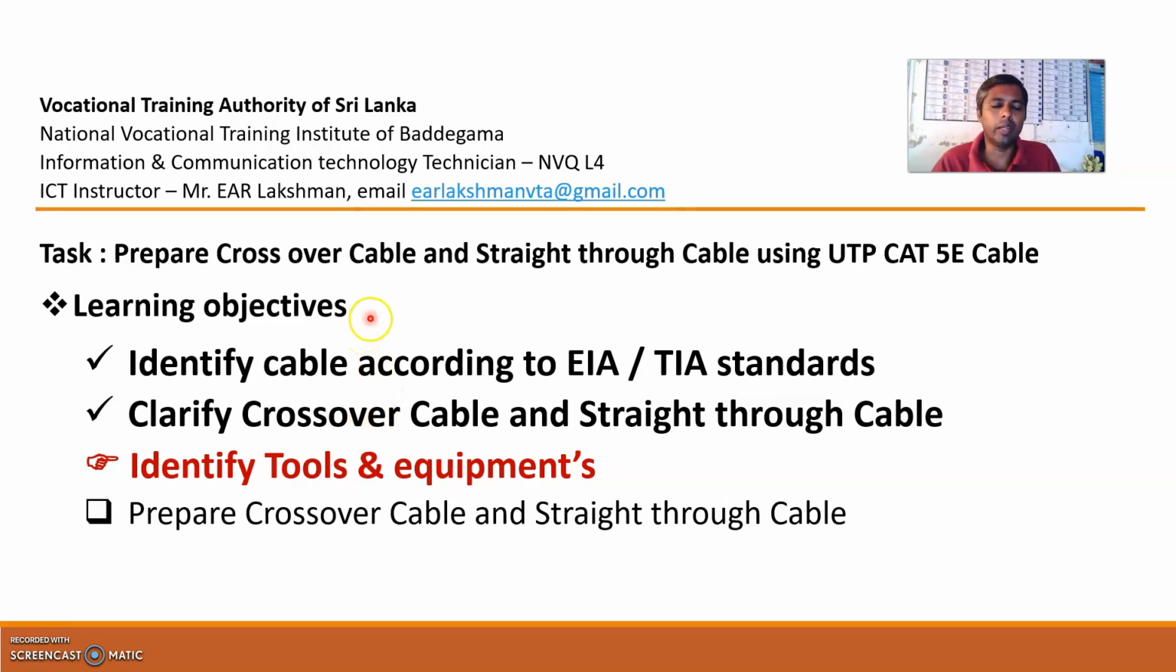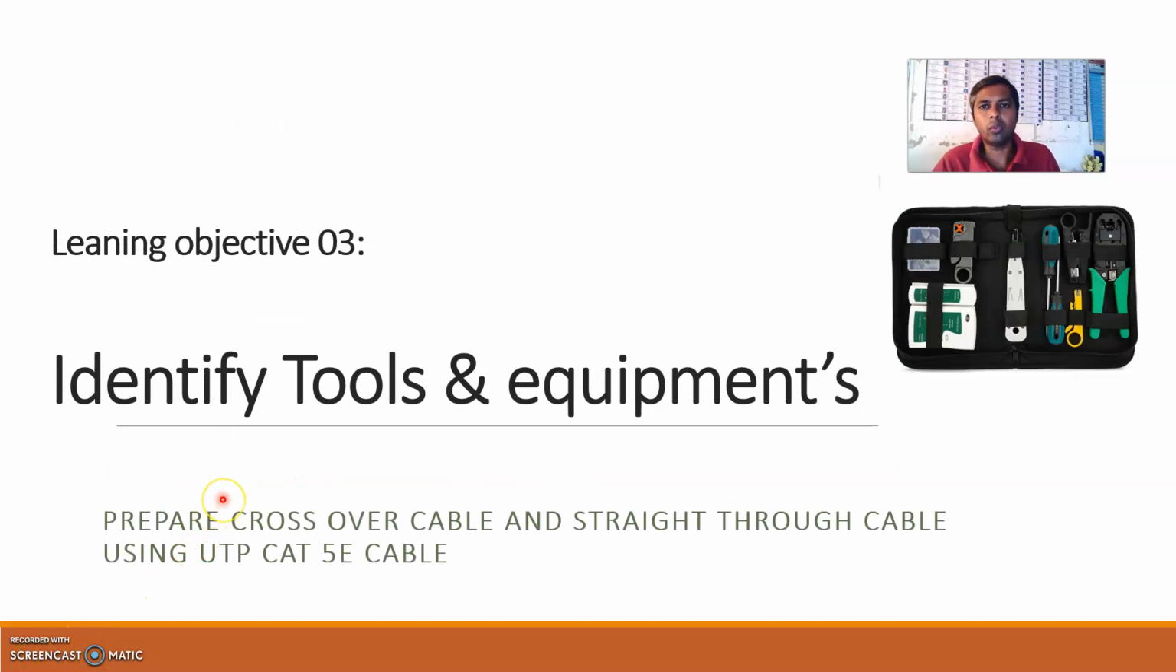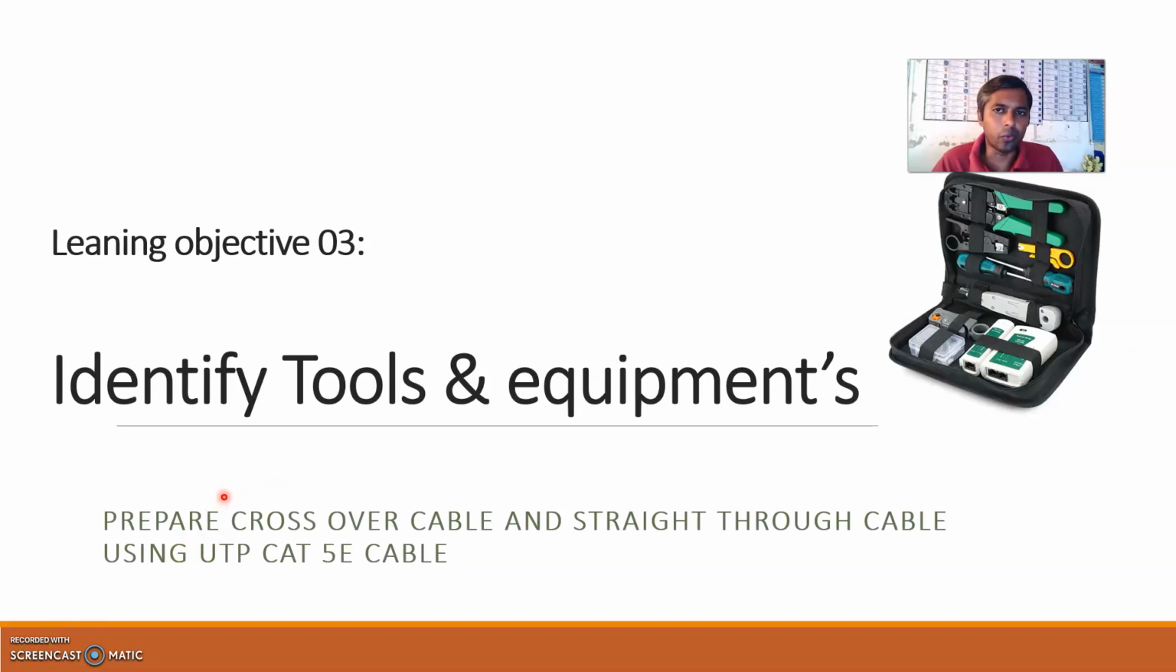We learn about this week preparing a crossover cable and a straight through cable using UTP Cat5e cable. We discussed here how to identify cable according to the EIA/TIA standard, and clarified crossover cable and straight through cable last day. Today we discuss how to identify tools and equipment. Today's objective is to identify tools and equipment. We want to prepare crossover cable and straight through cable.